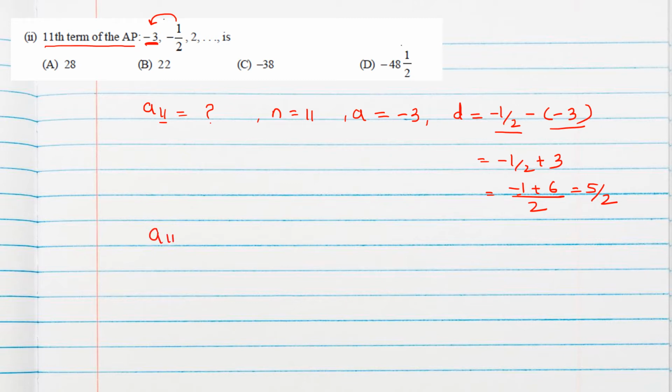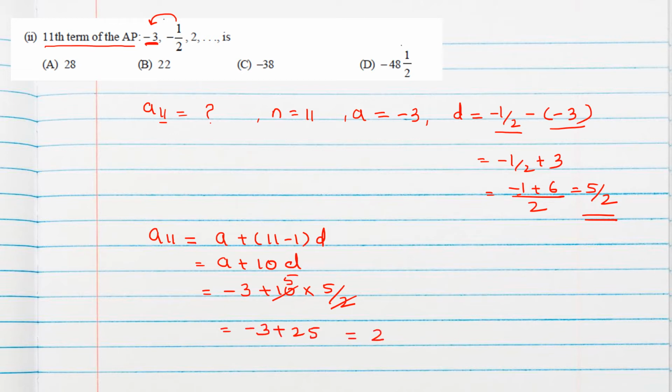So the A11 formula will be used here. That is a plus (11 minus 1)d. Okay, that is a plus 10d we should find. So a is what? Minus 3 plus 10, d is 5 by 2. So now the two and five we can cancel. Minus 3 plus 25, which gives 22. So the 11th term of an AP is 22, which is option B. So we can write, yes, option B is correct.